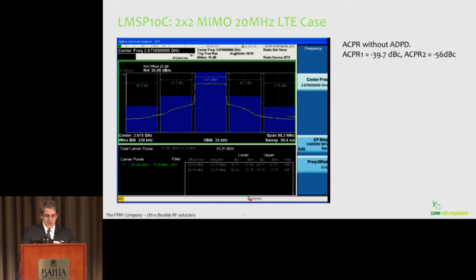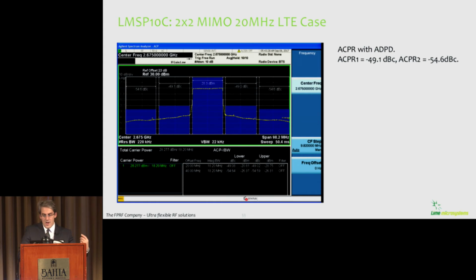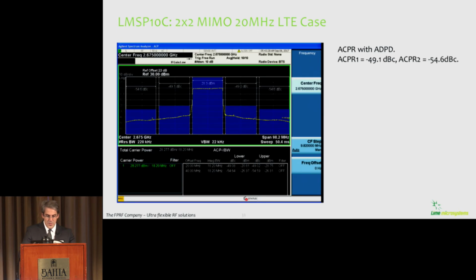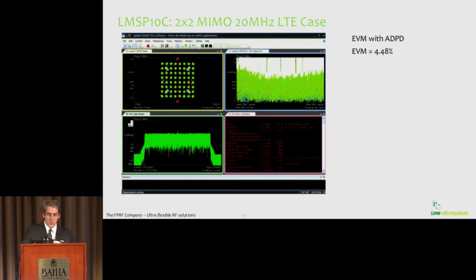So these are the results for the 20 megahertz LTE case. Without ADPD running, at start we had minus 39 dBc, and after ADPD was completed, minus 49. It is an improvement of 10 dBc. Also, at the beginning, we have EVM 5.33%. After DPD was running, it was improved to 4.48.